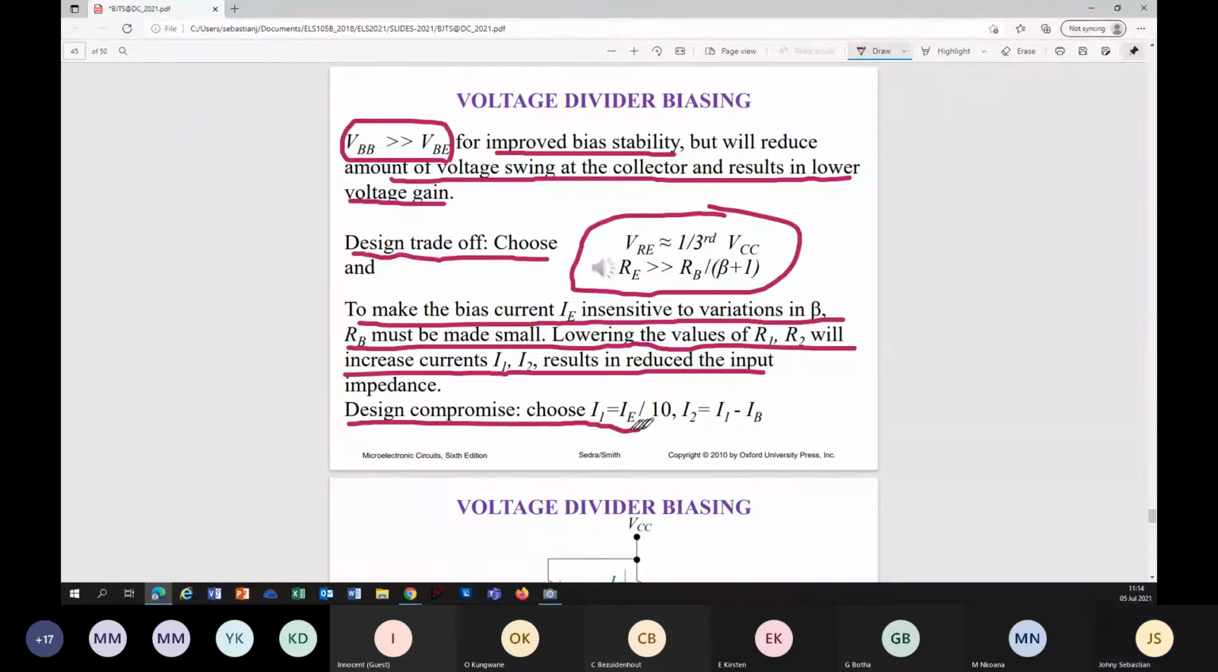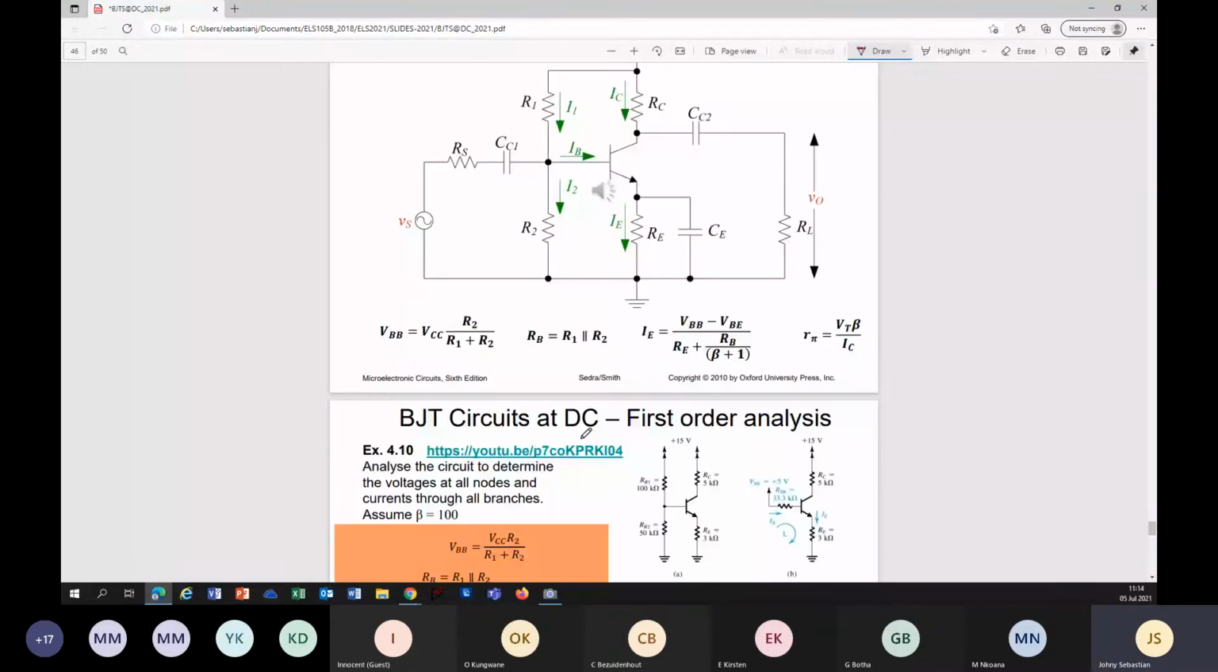Choose I1. I1 is the current through R1. Remember in the diagram, I1 is the current through R1, around IE over 10. So choose the current through resistance R1 around IE over 10. So current I2 is I1 minus IB. Okay, I will explain all these things in the next slide. You will see all the currents.